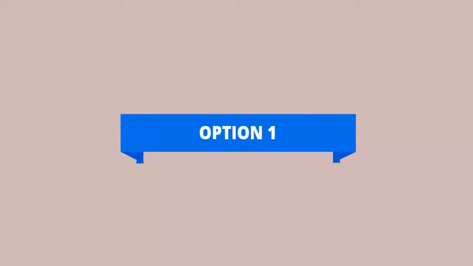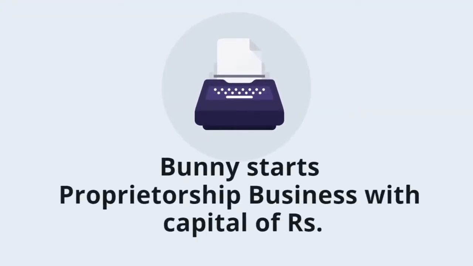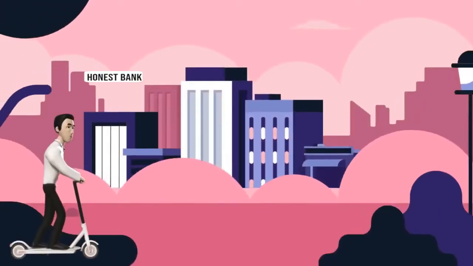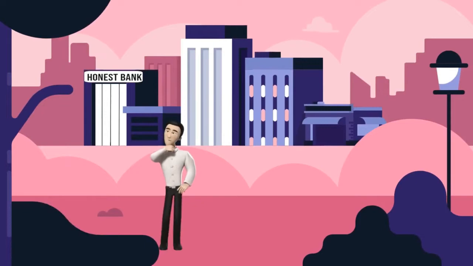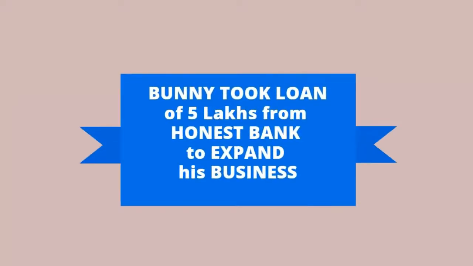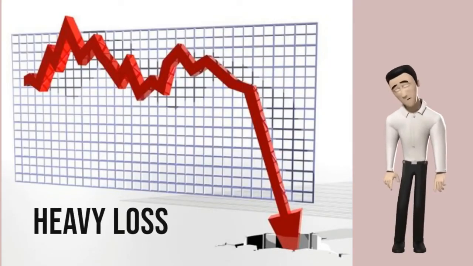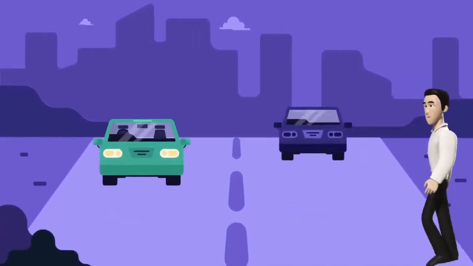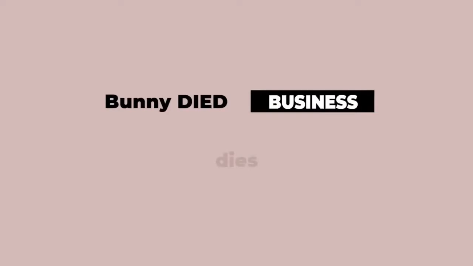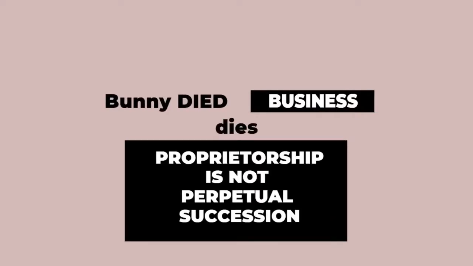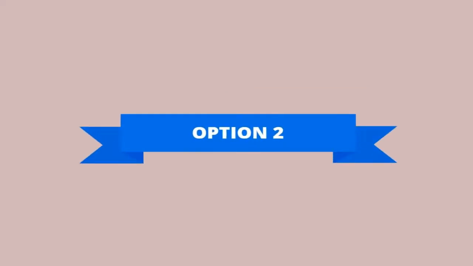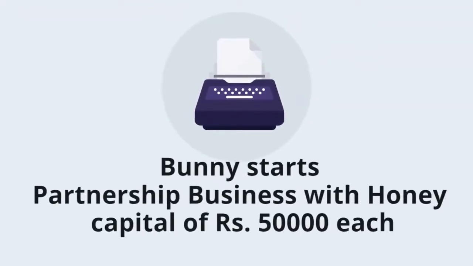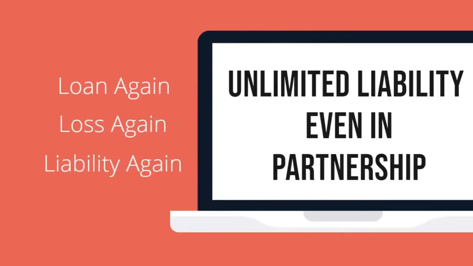So he is Mr. Bunny and he's being insulted, and after his insult he starts a proprietorship business with 1 lakh rupees. He takes a loan of 5 lakhs. But with 1 lakh investment, he had to pay 5 lakhs to the bank because he started a proprietorship business. Oops. So with Bunny's death, the business also dies because it was proprietorship. So Bunny got to option number 2 and he started a partnership business with Honey. But loan again, loss again, and liability.